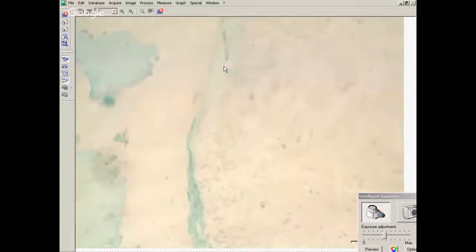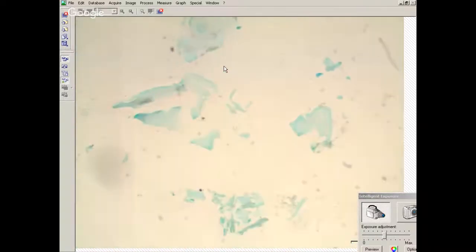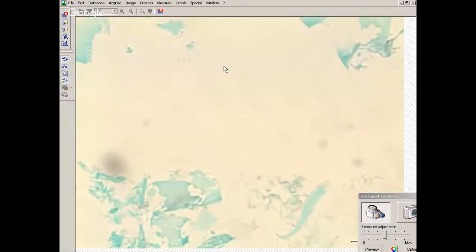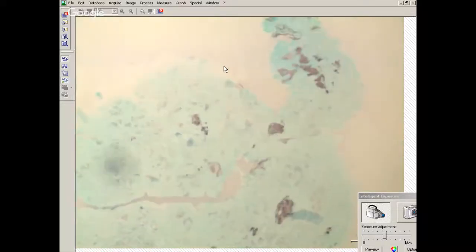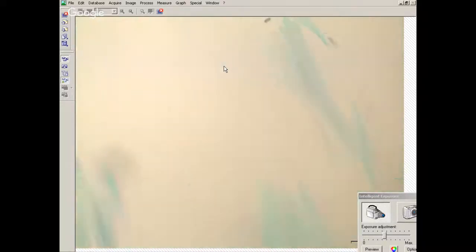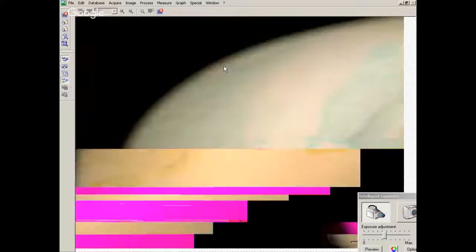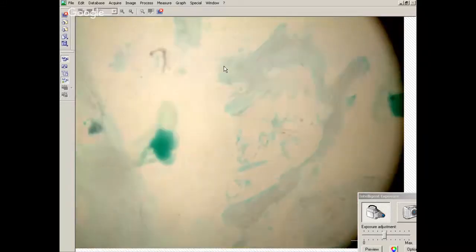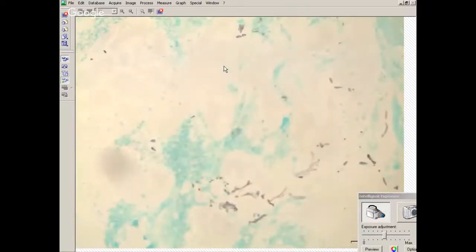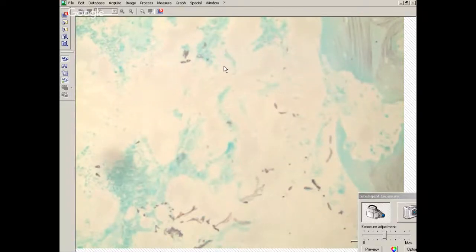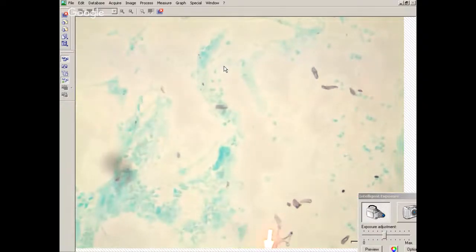I hate it when I can't find things. Oh, here. So the problem is, you know, these sections are very thin and they're cutting through some of the elements, but there's no septations in any of these hyphae. So that's a clue that you're dealing with mucor.